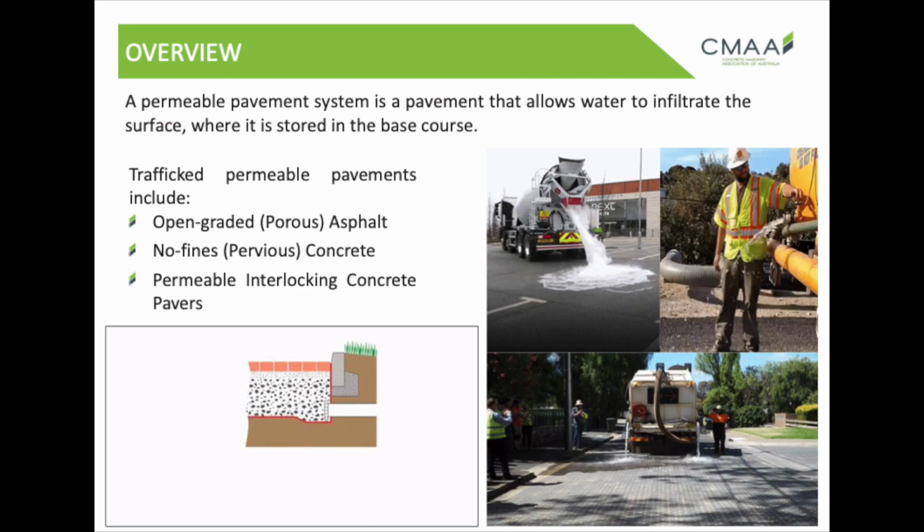Some examples of trafficable permeable pavements include porous asphalt, porous concrete, and finally permeable interlocking concrete pavements, or PICPs. And that's the main focus of what I'm going to be talking about today.